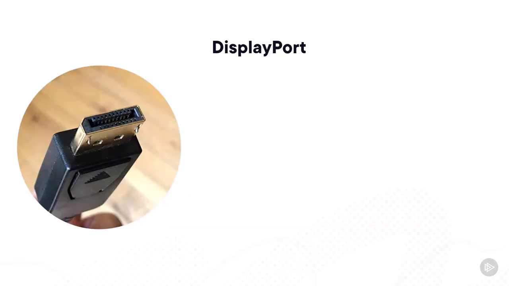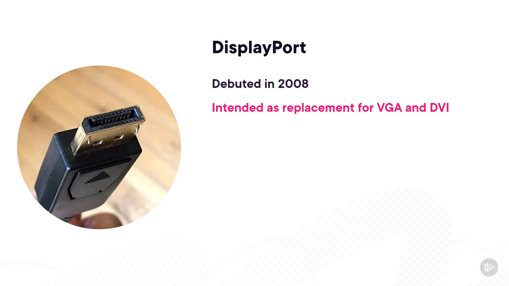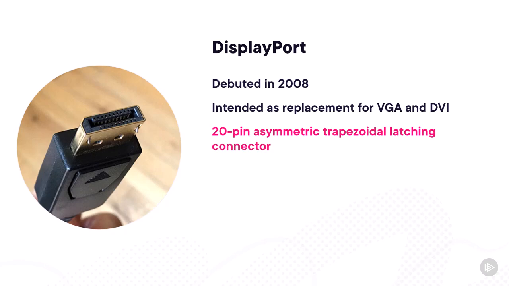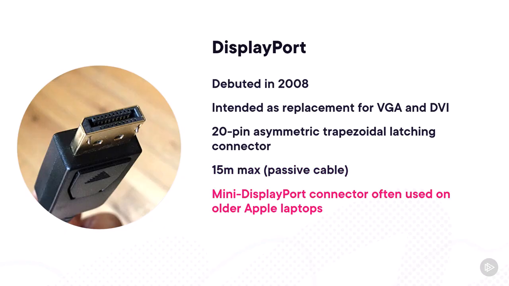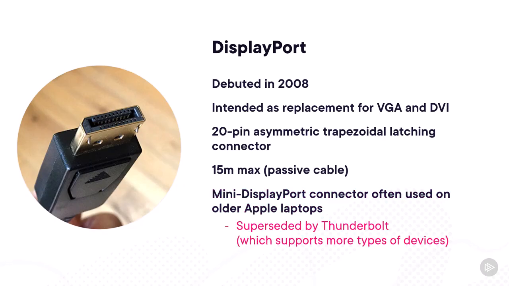Now, the DisplayPort interface came on the scene in 2008 and was meant as a replacement for both VGA and DVI. It uses a 20-pin latching connector that looks like a rectangle with one corner sliced off. Watch the specs when buying DisplayPort cables. There's no visual distinction between a cable that can support 4K video versus one that can support 8K video. The mini DisplayPort connector was favored on Apple laptops, but has been superseded by Thunderbolt, which is more versatile.